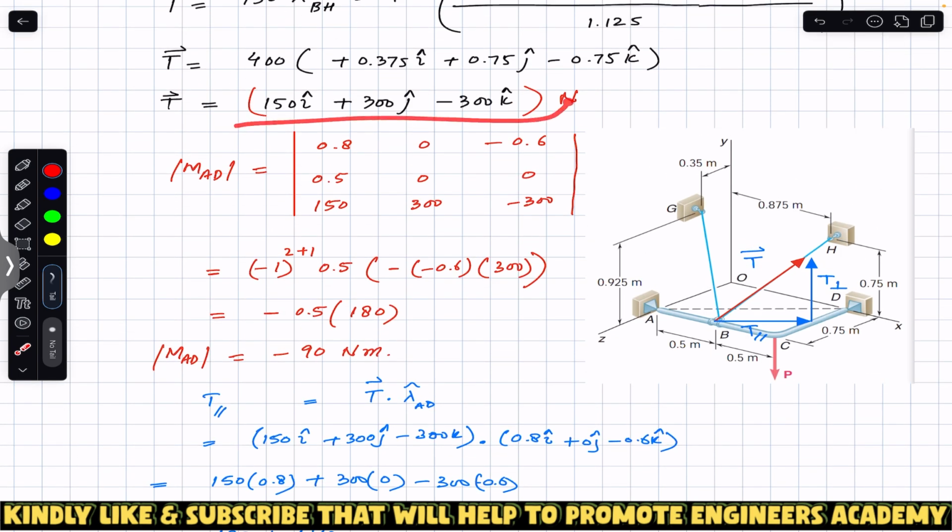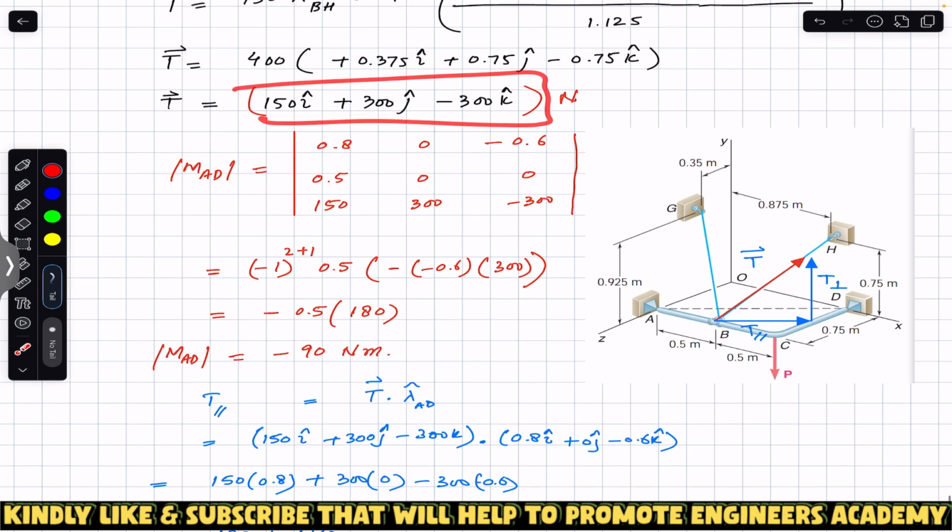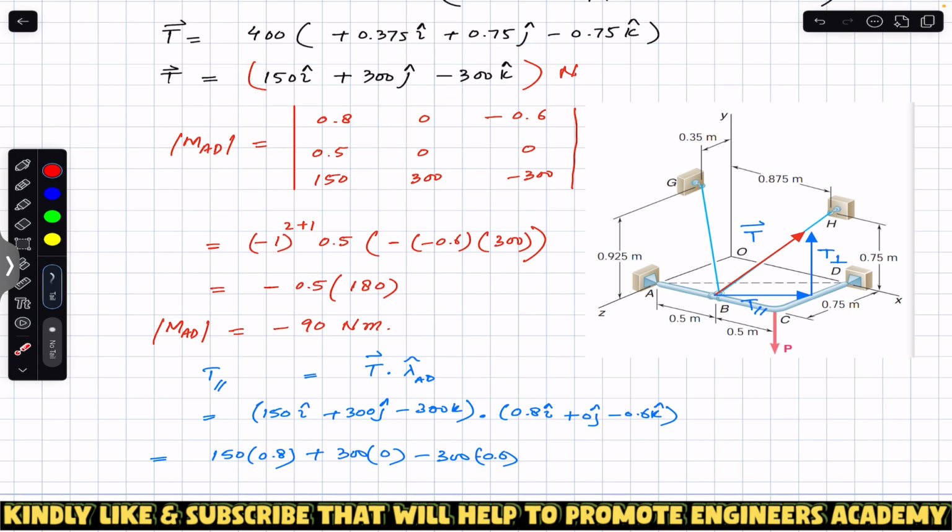as we have found by finding the Cartesian vector representation. As we know, this tension T will have a 150 Newton component in the positive x, 300 Newton in the positive y, and 300 Newton in the negative k. These are the x, y, and z components.